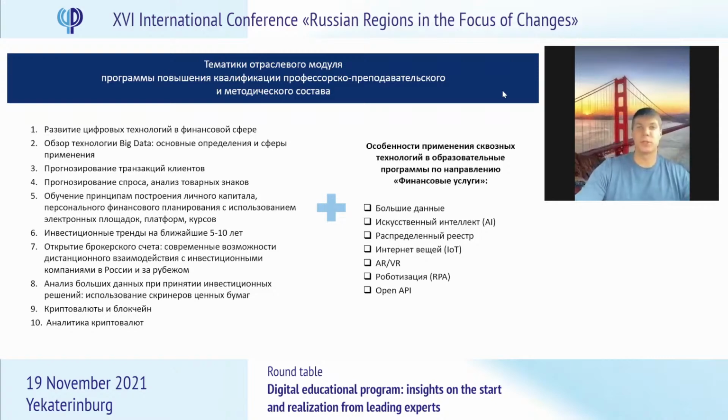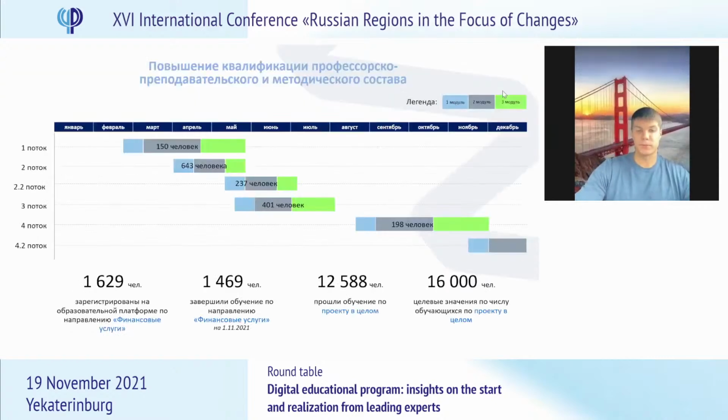And a few words about the results. Next slide, please. So as of today, we have already trained more than 1,500 people across from all regions, and about 12,500 people have been trained within the project in general. So the numbers speak for themselves.